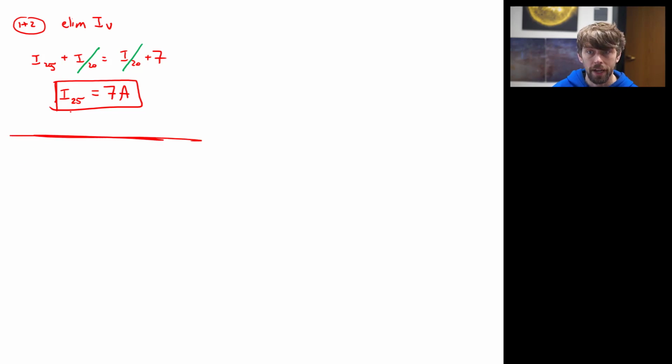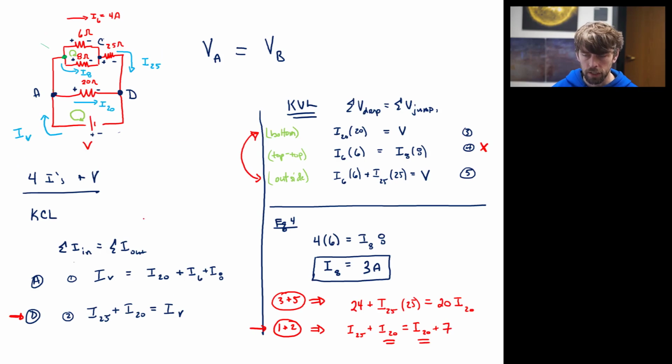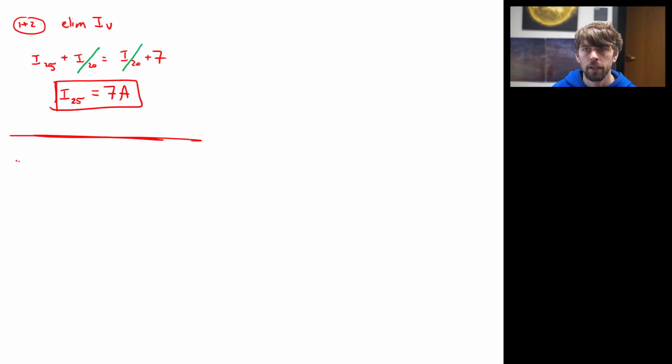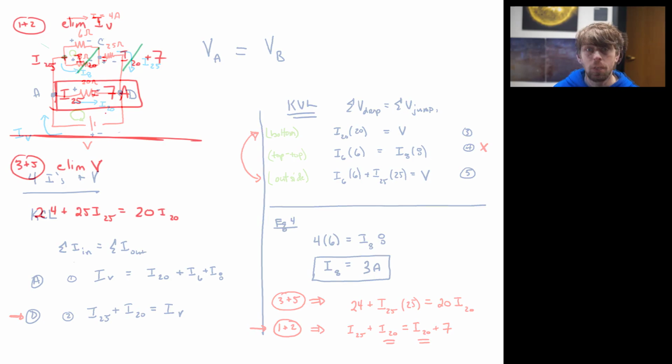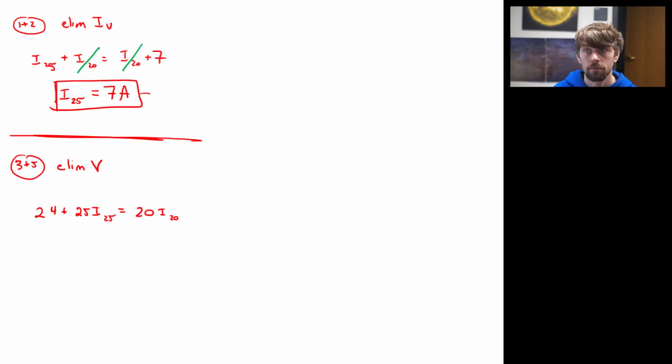Well, now that I have I25, let's go back and look at this equation that we got when we had equation 3 and equation 5, and we eliminated the potential of the battery. We know what I25 is, so now we can substitute that in. And we get 24 plus 25 times 7, all divided by 20, is equal to I20.